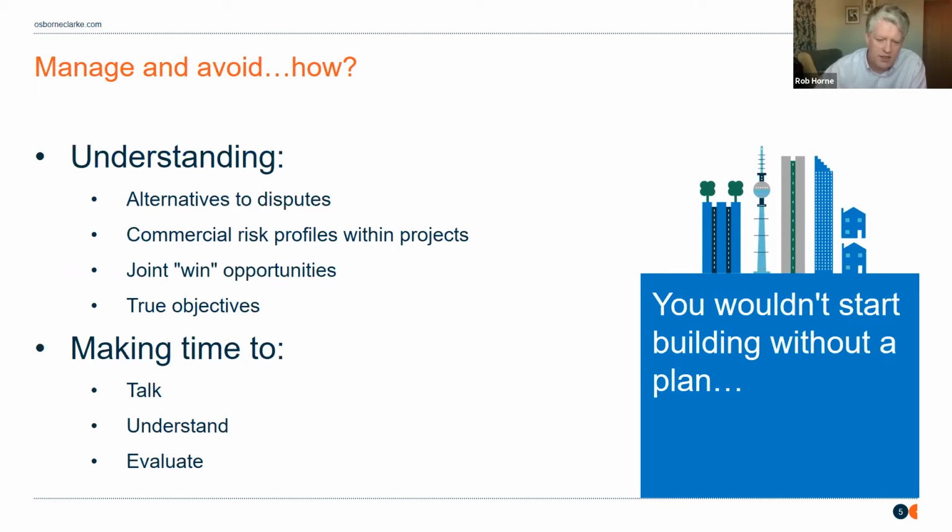Probably it's fairly obvious, particularly during a presentation, to say, well, how do you do that? You talk to people, you try to understand their position and your own position, and you evaluate where all of those things are in relation to the true objectives. It is really easy to say, it's really hard to do actually on a live project. So I think the more tools you can build around that, making time to talk, understand, evaluate, the more likely it is you're going to be successful in your avoidance and management techniques.